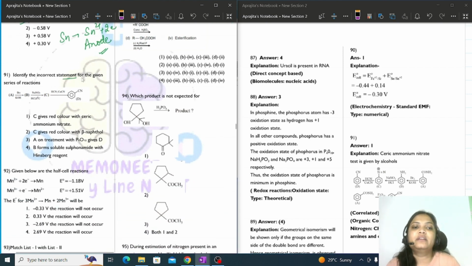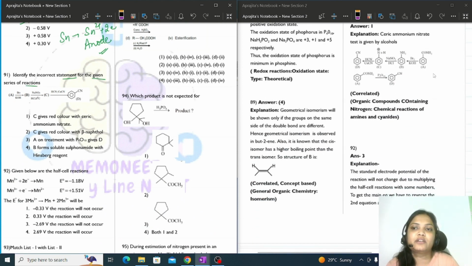Now identify the incorrect statement for the series of reactions. If we look at the given series of reactions, the reaction starts from benzamide. So it will give you aniline, like in the Hofmann degradation reaction. Then in the presence of NaNO2 and HCl, we get a diazonium salt. In the presence of HCN and CuCN, we get C6H5CN. So the ceric ammonium nitrate test can be given by alcohols.